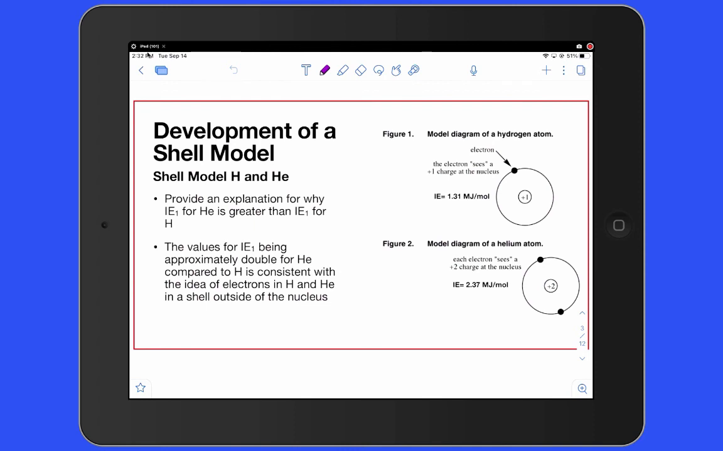And also, why would the values for the ionization energy being approximately double for helium and hydrogen be consistent with the idea of electrons in a shell outside the nucleus?